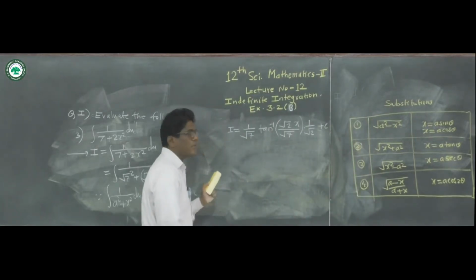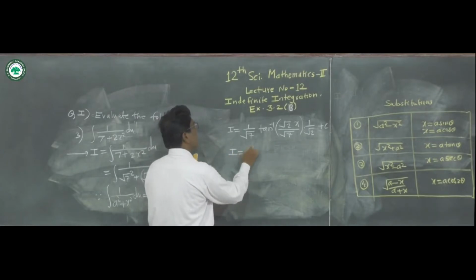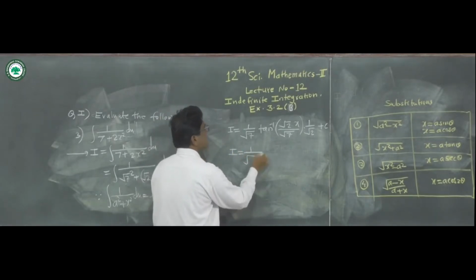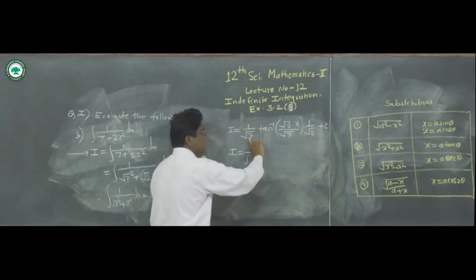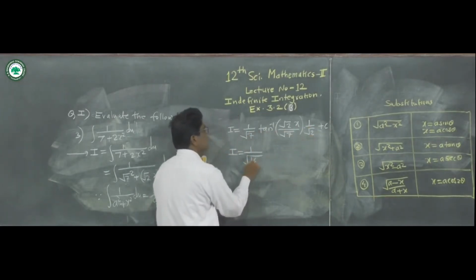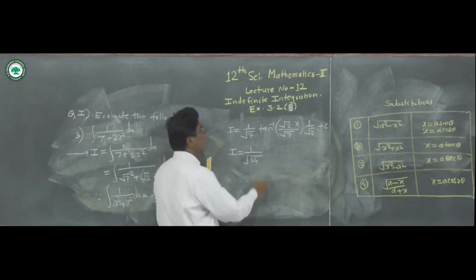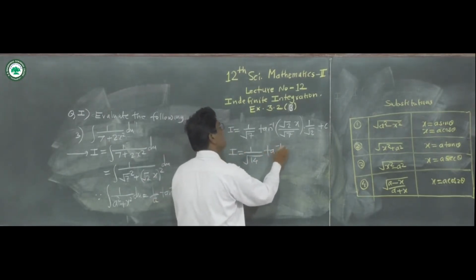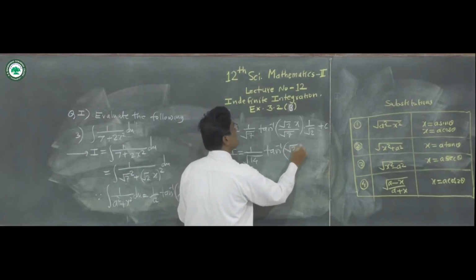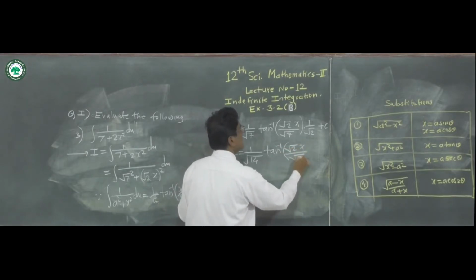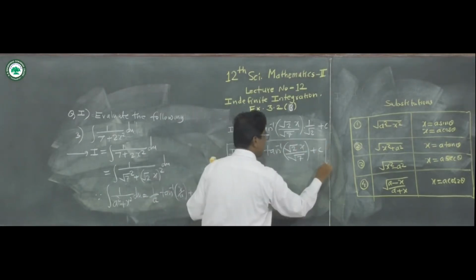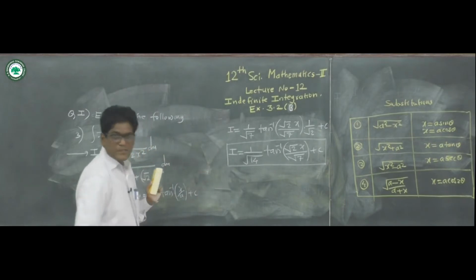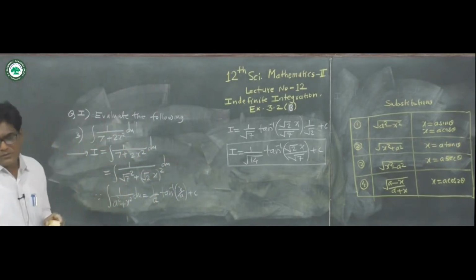solution is I is equal to 1 upon, in the root, root 7 and root 2. So 7 2s are 14. So 1 upon root of 14 into tan inverse of root 2 into x divided by root 7 plus constant of integration. This is the final solution. So take a screenshot, and now we see the fourth problem.